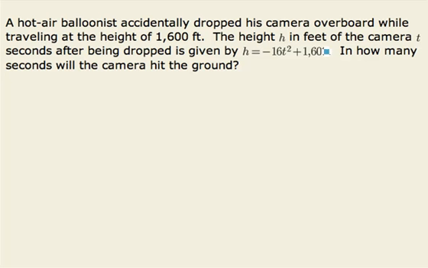Well, it's going to hit the ground when the height is equal to 0, correct? So really, we want to solve the equation height equals 0. So we want to solve negative 16t squared plus 1,600 equals 0. That's when the height is 0. When the height is 0, that's when the camera is going to hit the ground.